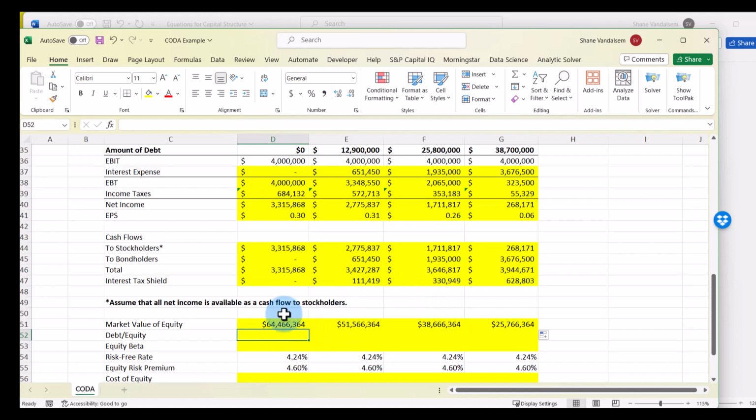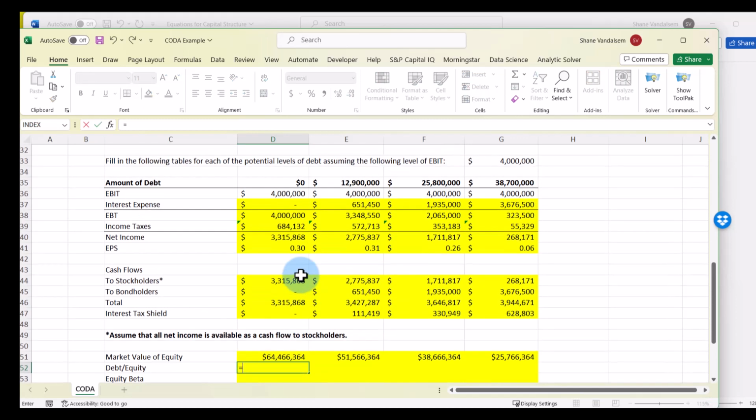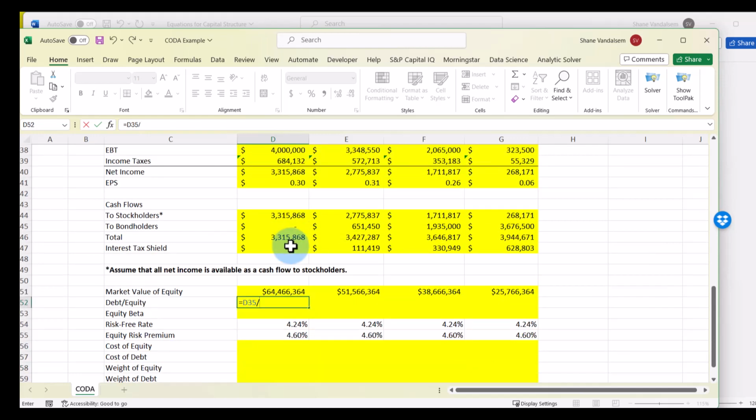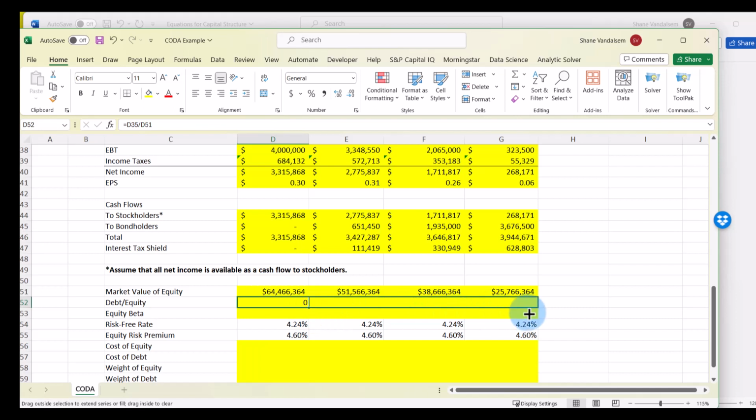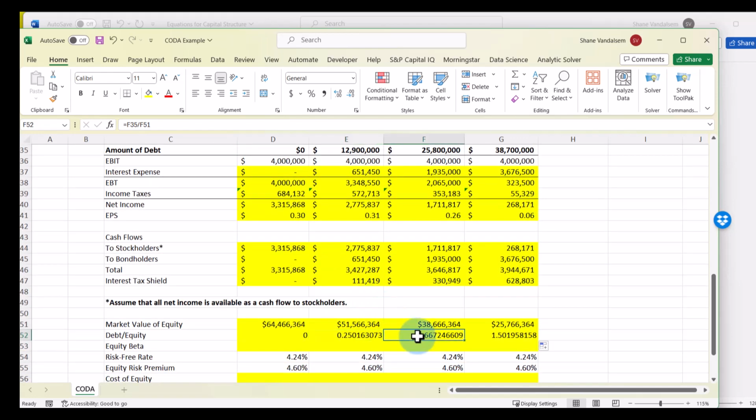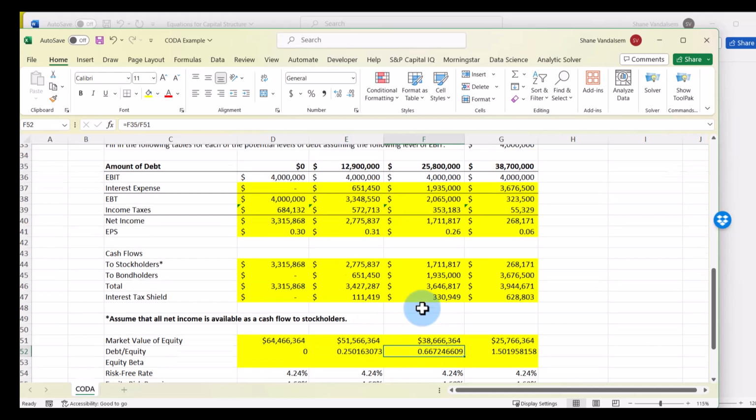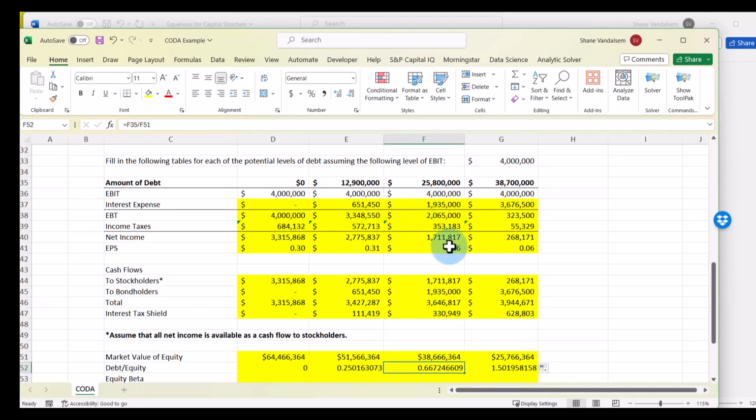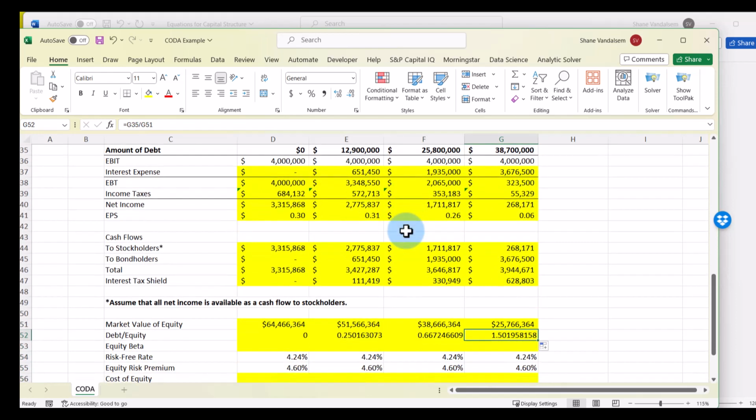In the next row, I'm going to calculate the debt to the market value of equity. So I'm going to take the value in row 35 and divide that by the value in row 51. And again, I'm going to pull this across. And we can see here it's approximately 0.25. With the $12.9 million worth of debt, it's 0.67, or 0.6667. With the $25.8 million worth of debt, and then it's 1.5 with the $38.7 million in debt.